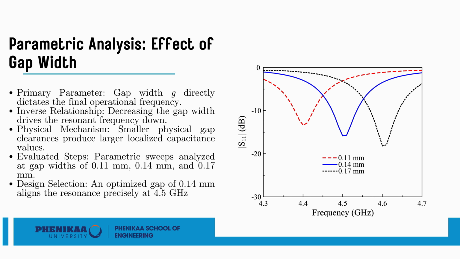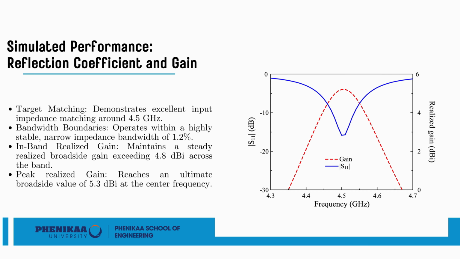By selecting an optimized gap value of exactly 0.14 mm, we position the input impedance match perfectly at our target operating frequency of 4.5 GHz. With the optimal gap parameter locked at 0.14 mm, we can evaluate the full impedance and gain performance across the operational band. The simulated reflection coefficient and broadside gain profiles confirm excellent performance metrics at the target operational frequency.